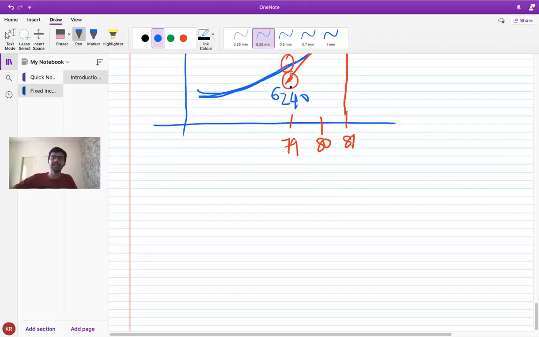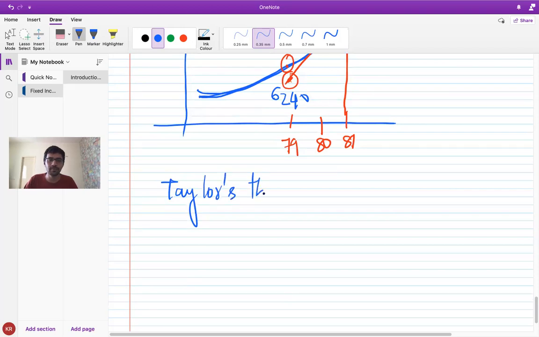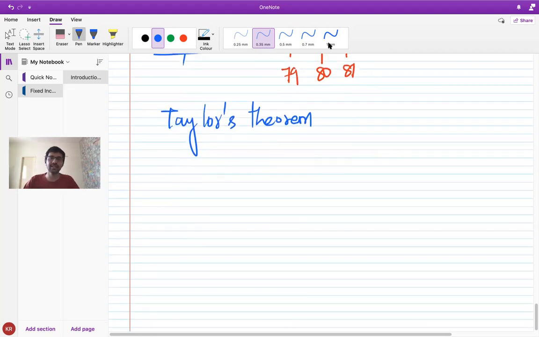Now, I said that the slope is giving you an approximate change in y. What do I have to do to find out the exact change in y? I am not okay with approximation. I want the exact change in y. Then what am I supposed to do? There is something called Taylor's theorem, which says that the change in y is going to be change in x into dy by dx.